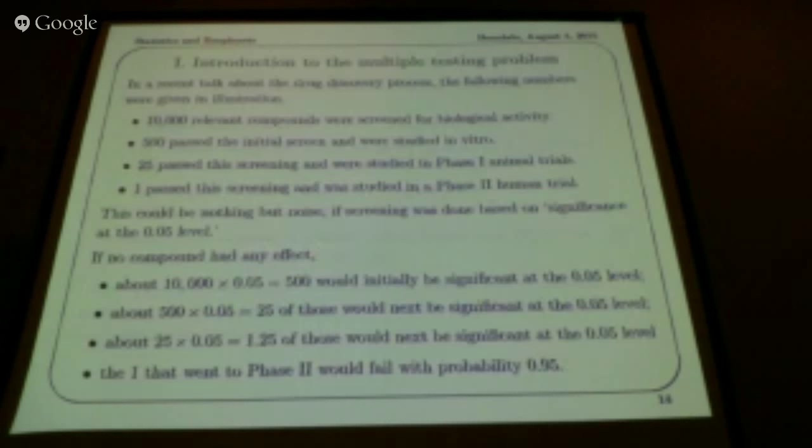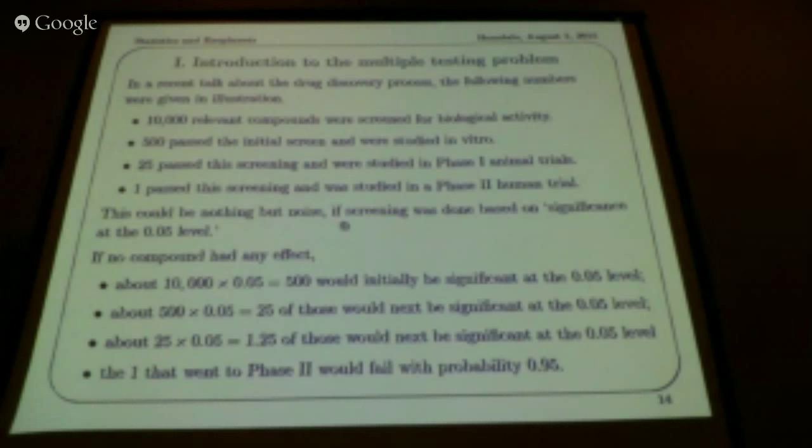Here was the talk. It was trying to describe the way the drug discovery process was automated. 10,000 relevant compounds, chemicals, were screened for some kind of biological activity. So there's some target disease or something, and they look at 10,000 compounds to try to find if any of them are active against this disease in any sense. 500 passed the initial screen and were studied in vitro. 25 passed this screening and were studied in a phase 1 animal trial. One passed this screening and was studied in a phase 2 human trial. So I saw those numbers and I just started laughing because this could be nothing but noise.